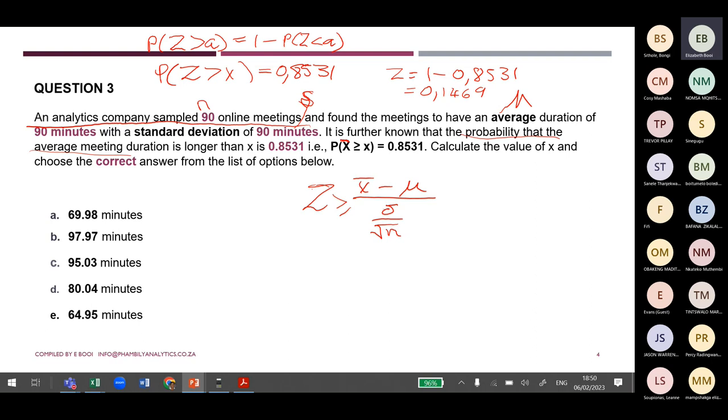This Z, we're going to replace it. I don't even have to put the sign like that, I can use the equal sign. Our Z value, we found that it was -1.05. The X is the mean that we are looking for. Remember I said this is a mistake. They should have had an X bar there, which is the value that we are looking for, minus the mean, which is 90, divided by the standard deviation, which is 90 divided by the square root of 90.